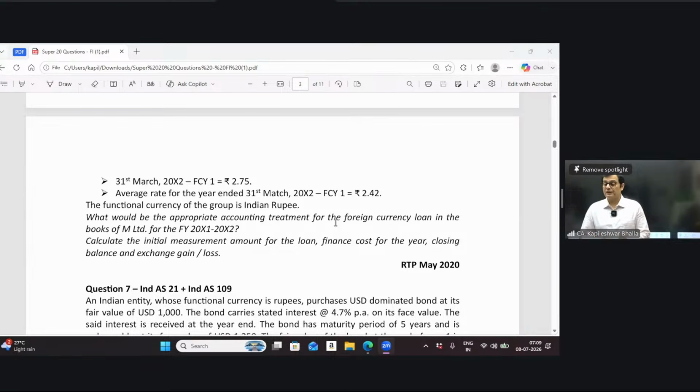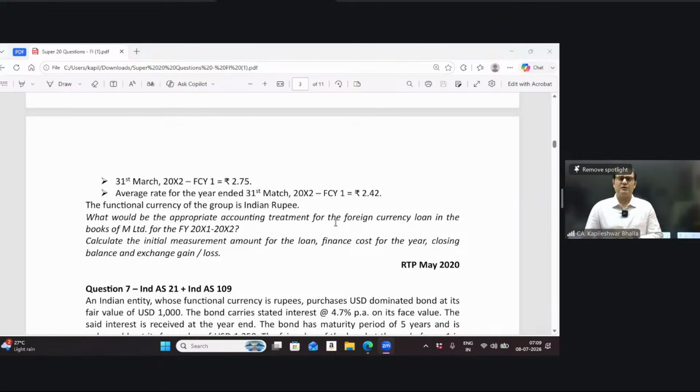The functional currency of the group is the Indian rupee. What is the appropriate accounting treatment for the foreign currency loan in the books of the company for the year X1-X2? Calculate the initial measurement of the loan, the finance cost for the year, as well as the closing balance, and we need the exchange gain or loss.